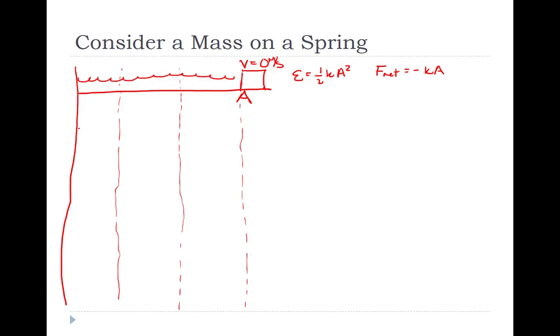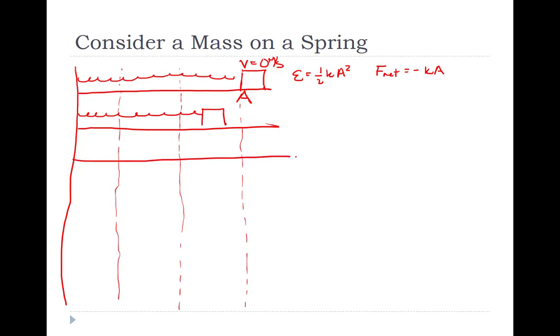When we release, it starts moving. And eventually, the block gets to the equilibrium position. At the equilibrium position, it is moving this way, and the velocity is as big as it's going to get. That's because all of our energy now is kinetic. The net force on the block here is 0 because we are at the equilibrium position.